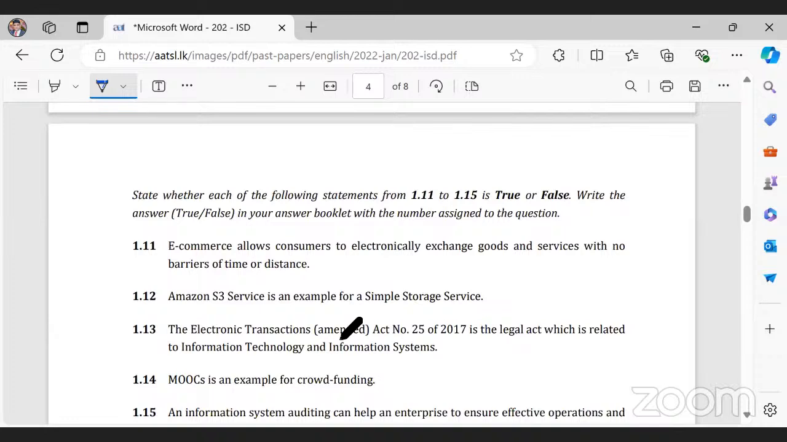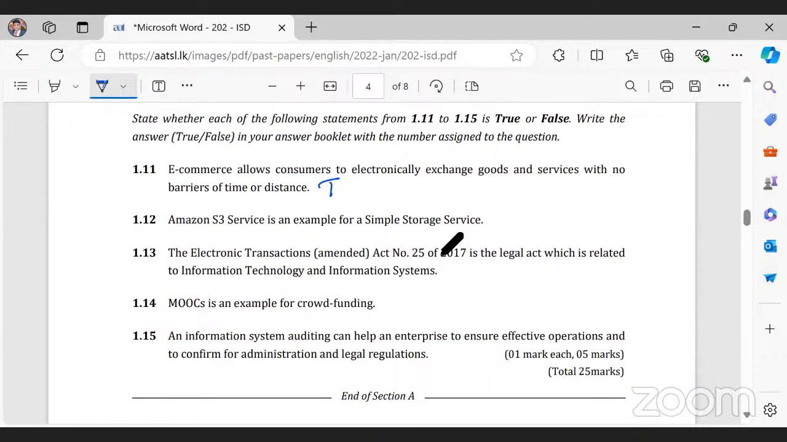Electronic commerce allows consumers to electronically exchange goods and services with no time or distance limits. That is true. Anytime, 24/7, anywhere in the world. True. Amazon S3 service is an example of a simple storage service. Yes, S3 is provided by Amazon. True.